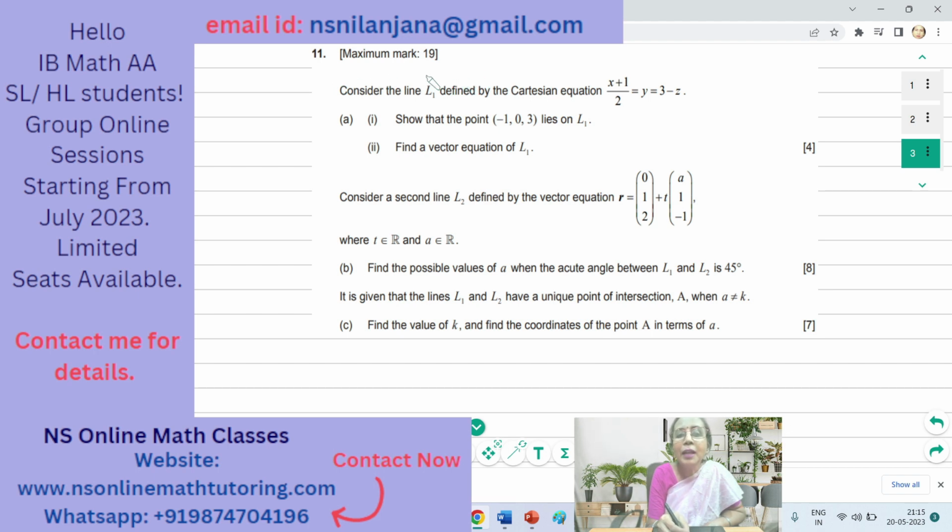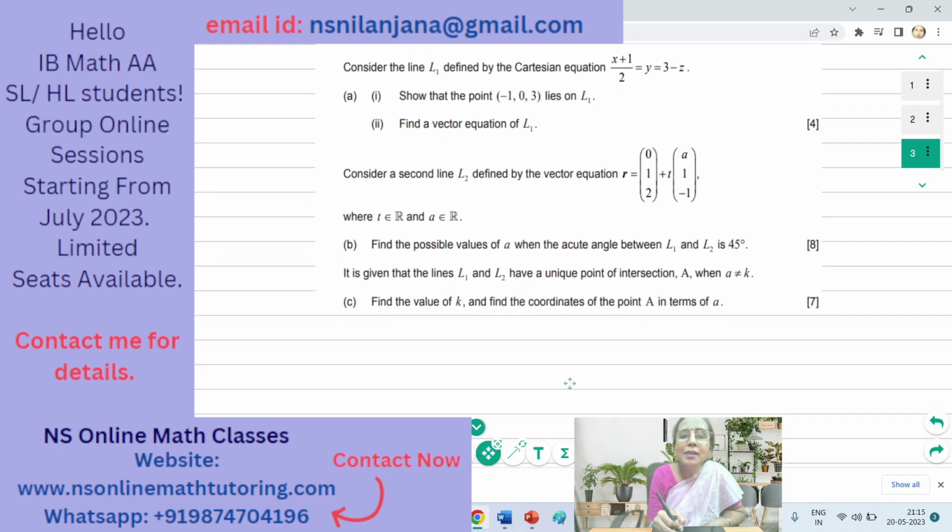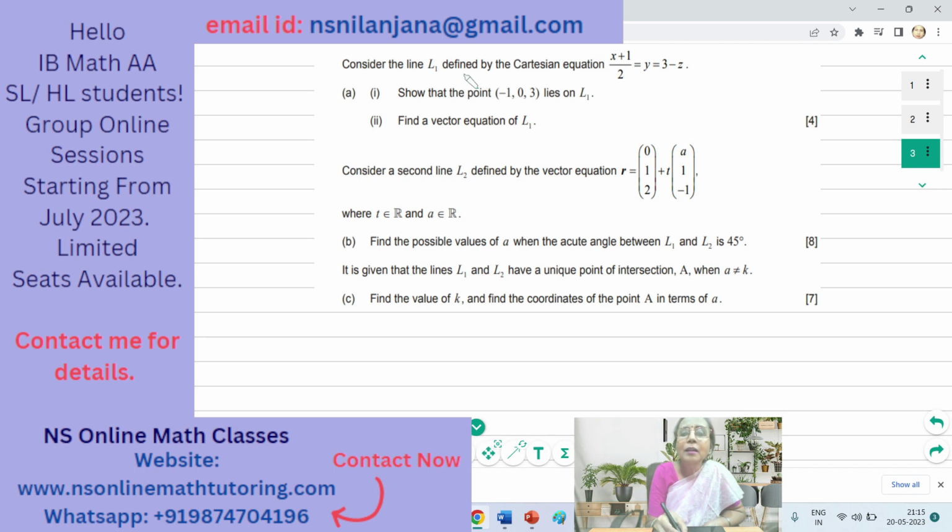We are solving one question every day, and it is a paper 1. Therefore, we will not be allowed to use the calculator. So, question number 11, and it contains 19 marks, and it says, consider the line L1 defined by the Cartesian equation x plus 1 over 2 equal to y equal to 3 minus z. So, L1 is having this equation, and subpart A contains further two subparts I and II. I says, show that the point -1, 0, 3 lies on the line L1.